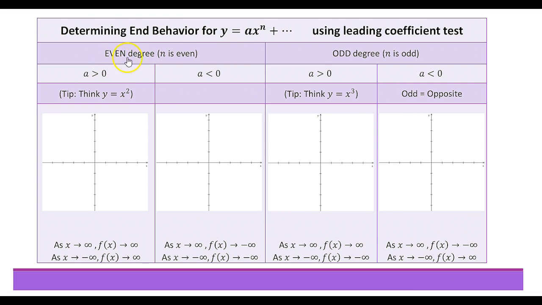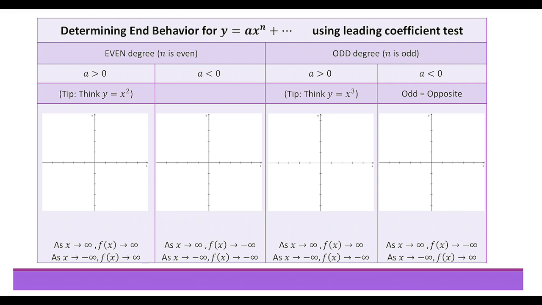So if I have an even degree polynomial, so n in this case is even, then there's two possibilities at that point for the value of a being the leading coefficient. a could either be greater than 0, meaning a is positive, or a could be less than 0, meaning a is a negative value. So my tip for this is to think back to our familiar function y = x squared. This is an even degree with a positive leading coefficient. The leading coefficient is 1.